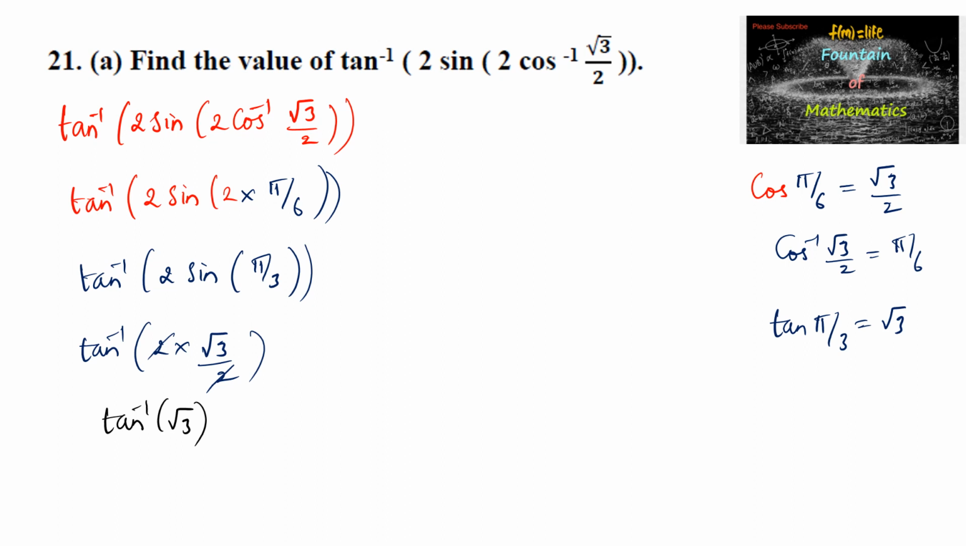So we can write tan inverse of root 3 is equal to pi by 3. So we can give the answer here as pi by 3. So the value of tan inverse of 2 sine of 2 cos inverse root 3 by 2 is pi by 3.